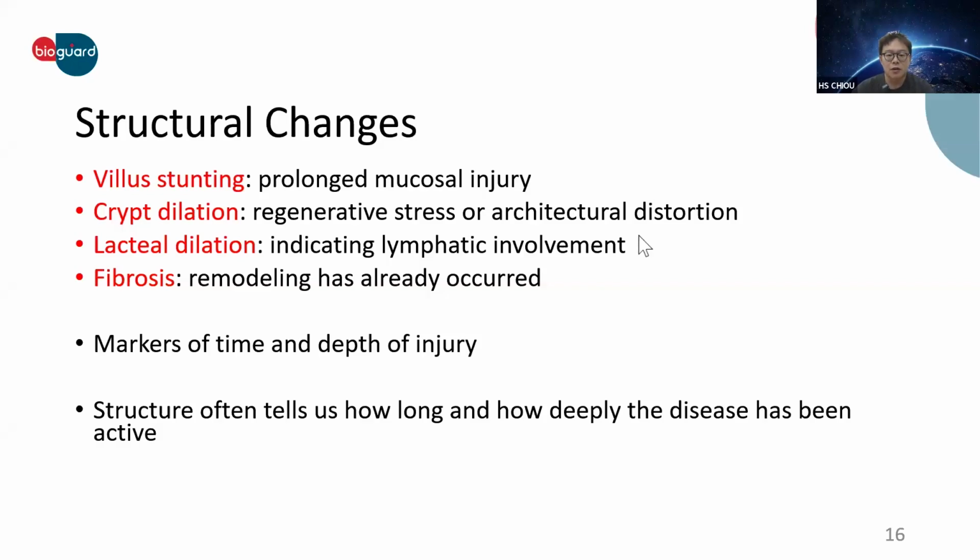In this study, villous stunting and crypt dilation showed significant correlation with clinical disease activity. That's important because it suggests that structural remodeling may be more clinically meaningful than inflammatory cell density alone. In simple terms, structures often tell us how long and how deeply the disease has been active.